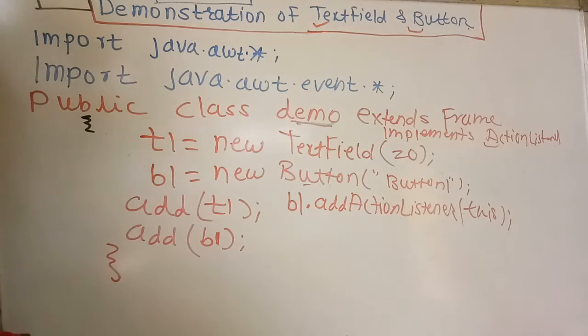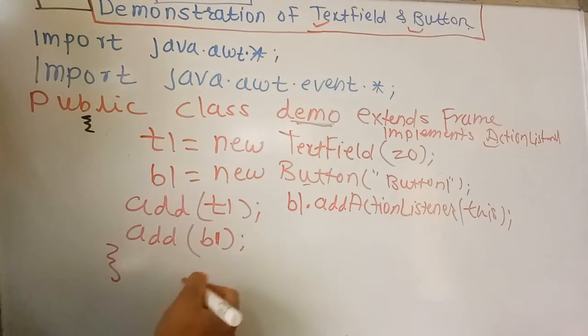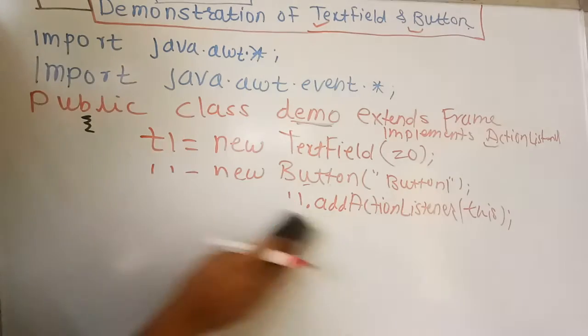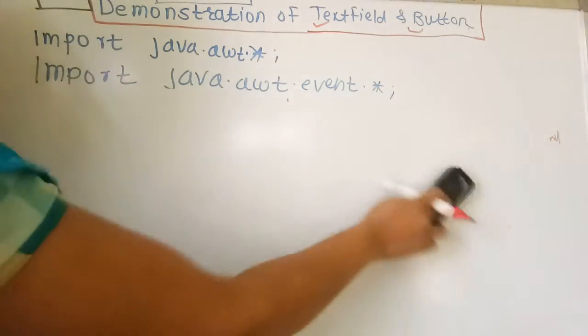Now, as we have created the text field and button, added them in a frame and applied the action listener, we have to handle this action listener. It is one of the most important parts from the programming point of view, that is, how to handle any action listener.